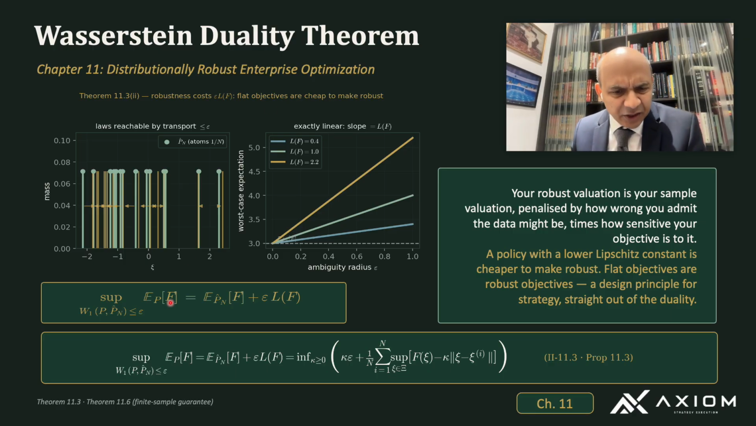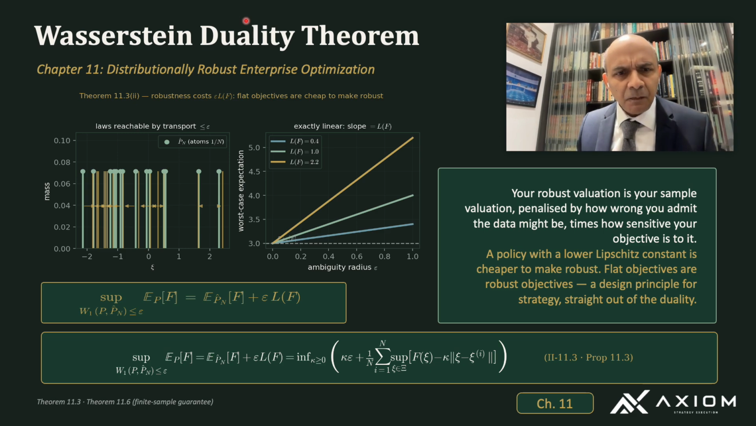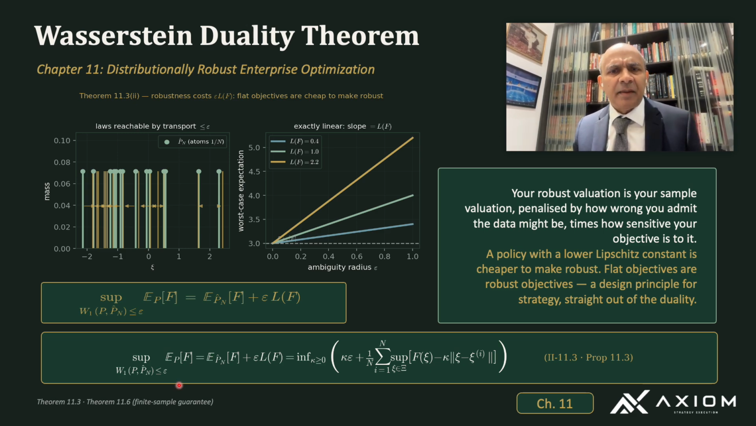Now, this equation over here shows the worst case over an infinite dimensional ball of probability measures equals the empirical average plus the radius times the Lipschitz constant. Your robust valuation, as we discussed, is your sample valuation. Distributional uncertainty adds that penalty we discussed. Now, the bottom equation over here, it's the finite dimensional dual representation.